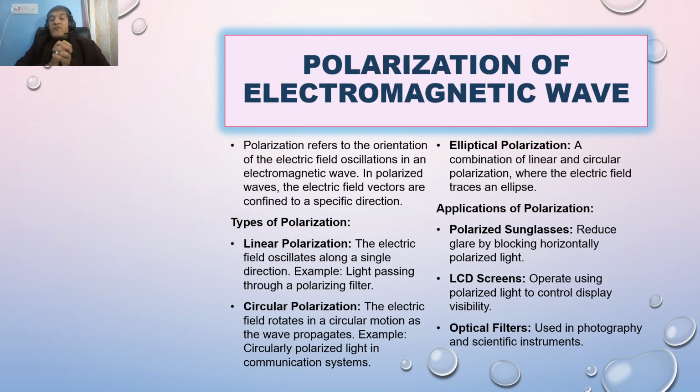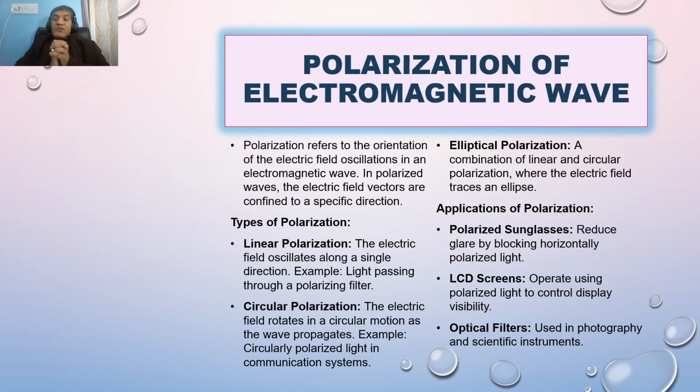In a communication system, we use circularly polarized light. So this is a very important point regarding your competition examination. And now the last one is elliptical polarization, a combination of linear and circular polarization. Here we use both previous types of polarization, and the resultant comes out in the form of elliptical polarization. So elliptical polarization is a combination or resultant of the linear and circular polarization.